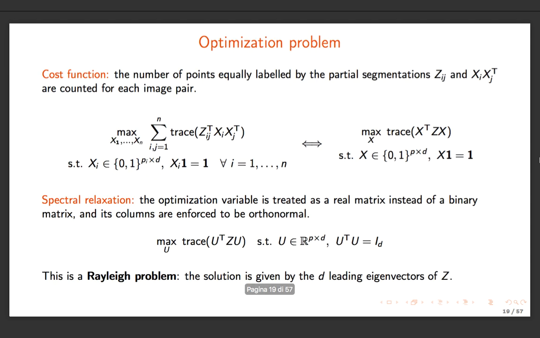The spectral solution can be interpreted in terms of an optimization problem. Let us consider the following cost function, which counts the number of points equally labeled by the partial segmentations Zij and Xi Xj transpose for each image pair. Observe that the columns of X are orthogonal since each point belongs to one motion only. In order to make the computation tractable, let us consider the spectral relaxation, where the optimization variable is treated as a real matrix instead of a binary matrix, and its columns are enforced to be orthonormal. In this way, we get a Rayleigh problem, whose solution is given by the leading eigenvectors of Z.